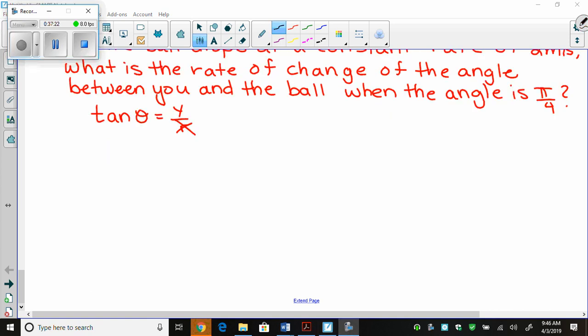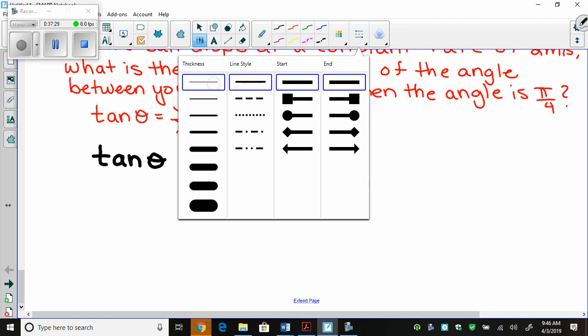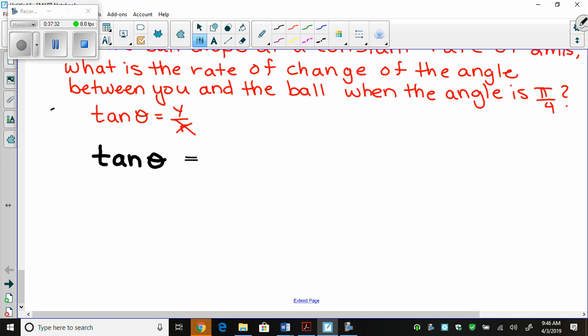So we're going to get tan theta equals y over 100. I didn't do anything, literally. I just rewrote the equation. But you have theta. Theta is pi over 4, my friend. We understand this part, right? Okay. Then we need to do the derivative of it.